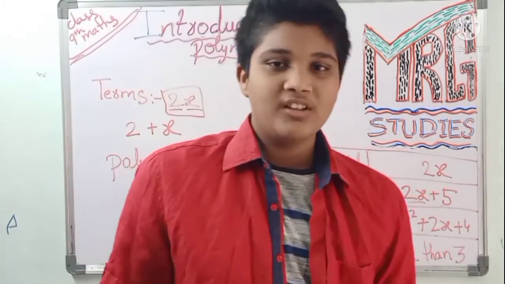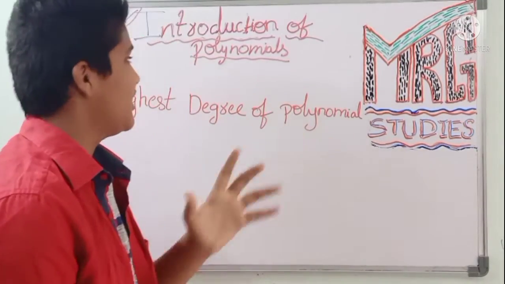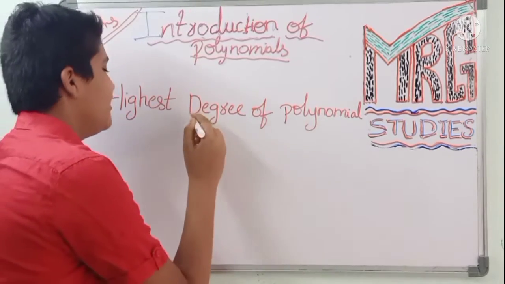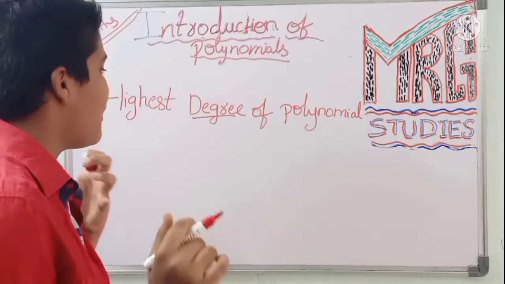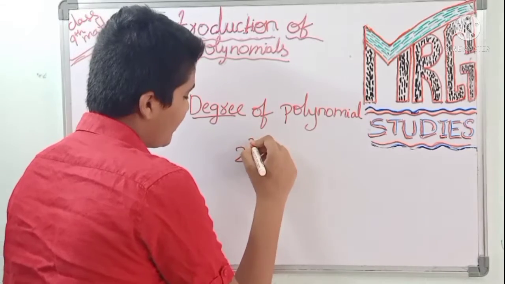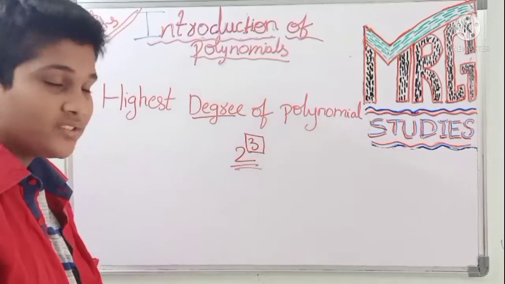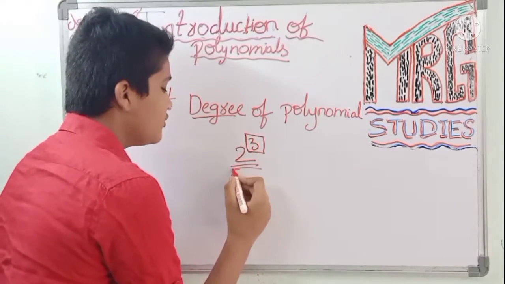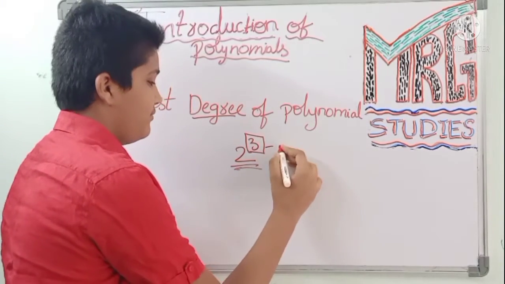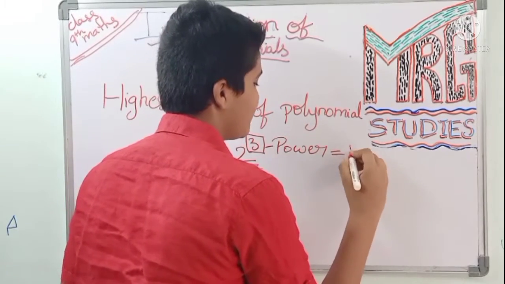Now I will tell you another topic in this introduction of polynomials: the highest degree of a polynomial. What is degree? The degree is like a power. For example, 2 with a 3 on top: this 3 is the degree of this term. I think you have understood what degree is. It is the same as power.